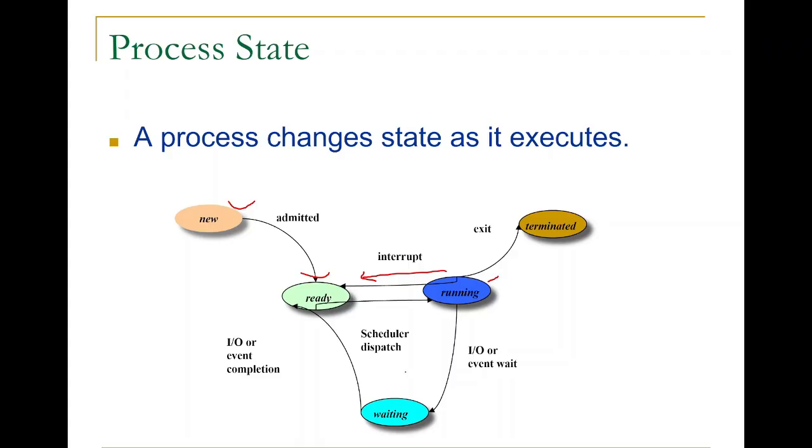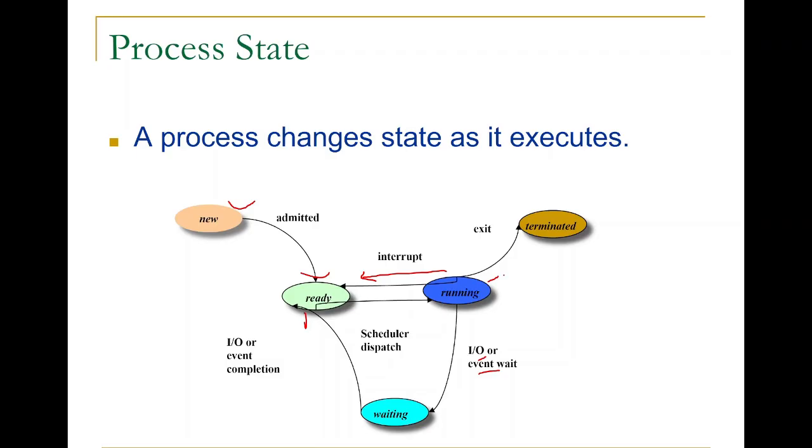Another state is the waiting state. In case, while it is running, it needs to do IO work or an event occurs. For example, it needs to fetch data from somewhere else or get data from the keyboard, then automatically it gets into a waiting state, and when it has finished the IO or event completion, it is put back into the ready queue. So the process can be in either the new, the ready, the running, or the waiting state at any time while it executes.